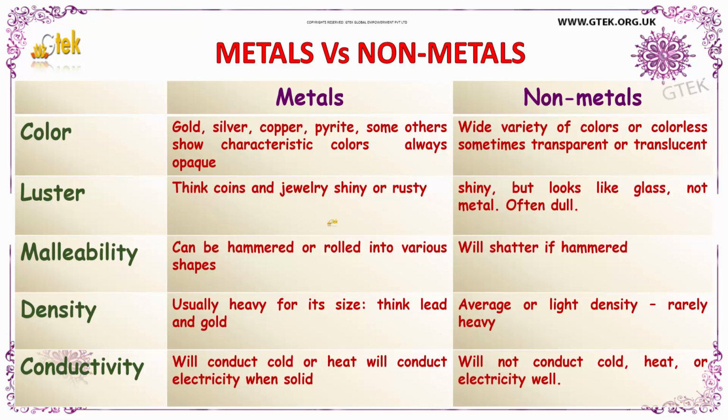In terms of luster, metals are considered to be like thick coins and jewelry, shiny or rusty ones. Non-metals may be shiny, but look like glass, not like a metal. Often they are dull. In terms of malleability, metals can be hammered or rolled into various shapes. Non-metals will shatter if hammered.